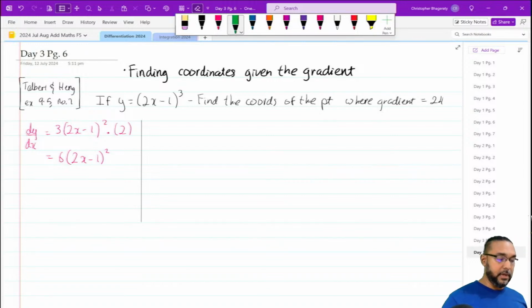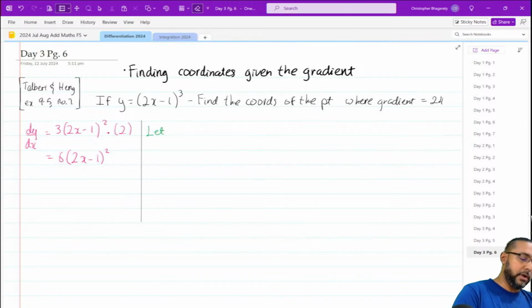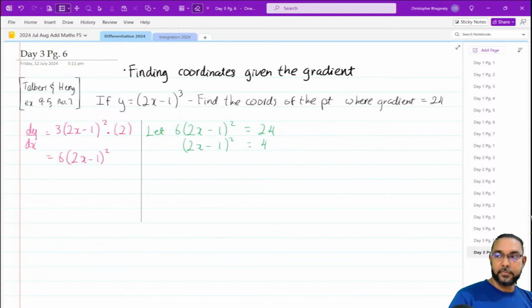And then we're going to let that equal to 24 because they told us, right? So we're going to let 6 by (2x minus 1) squared equal 24. All right, so we could divide by 6 first. So (2x minus 1) squared is equal to 4. And then we could square root.